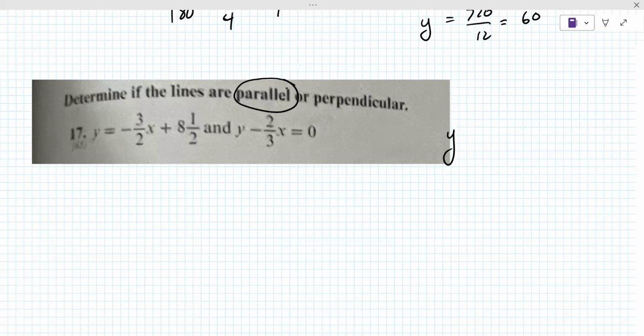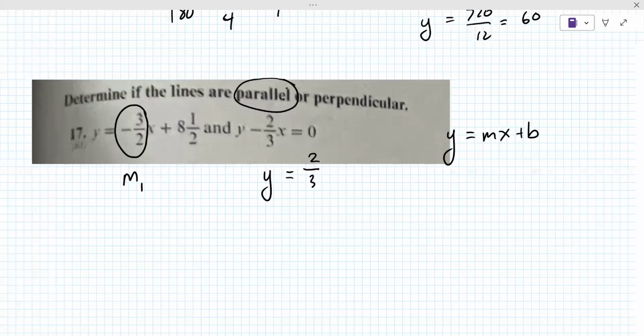The best way to do it is have them both be in mx plus b form. The first one already is, so you can tell the slope. The second one, you have to move the minus 2/3 to the other side of the equation. And this is now m2. Are those the same? No, they're not. So we know they're not parallel.